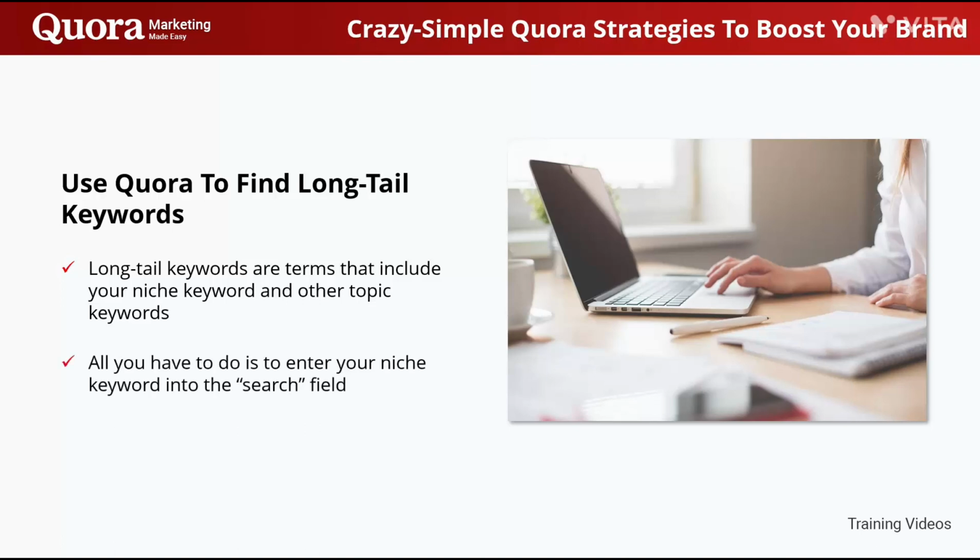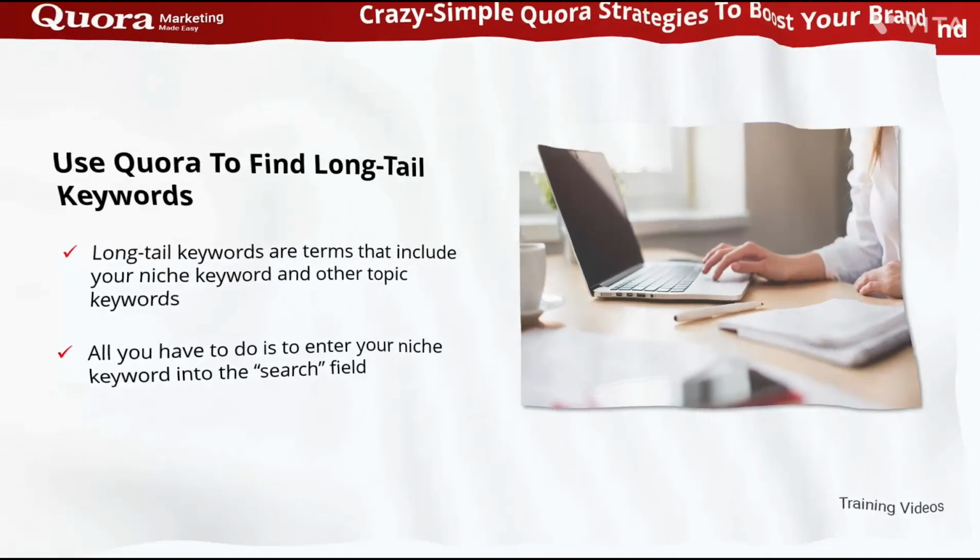All you have to do is enter your niche keyword into the search field. And once you get the results, select questions as your filter. Now locate the questions with the most follows. Those are the questions that are searched the most, and you can use them as long-tail keywords.